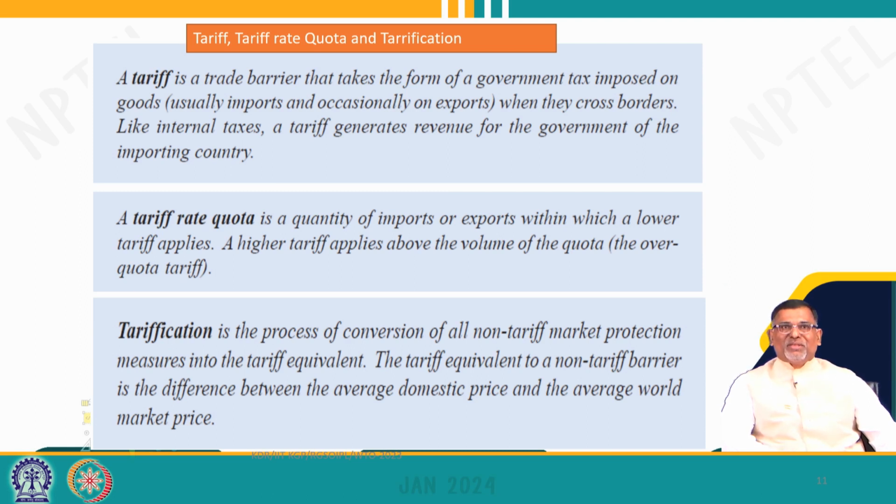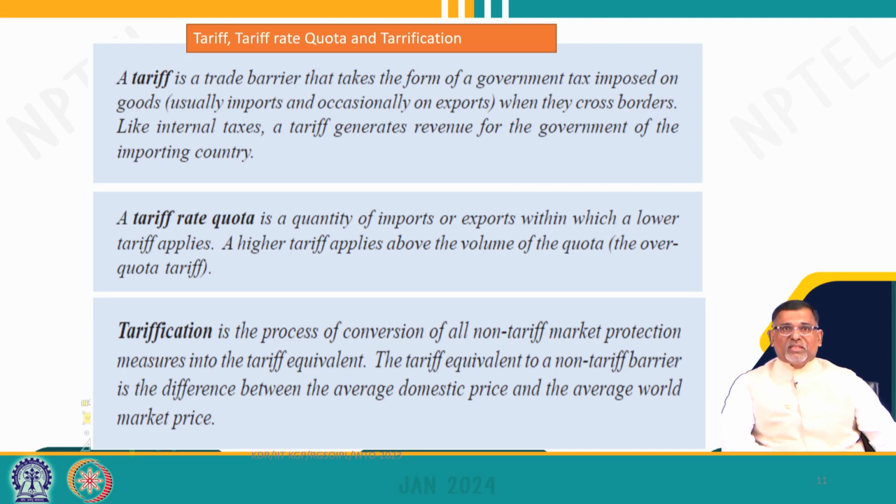So, a tariff is considered to be a trade barrier that takes the form of a government tax imposed on goods, sometimes on imports and sometimes even on exports, whenever they cross borders. Basically, governments impose tax on goods when crossing the borders, that is a tariff. Whether it is imposed by the importing country or by the exporting country does not matter, it is a tariff. And what is the tariff rate quota?